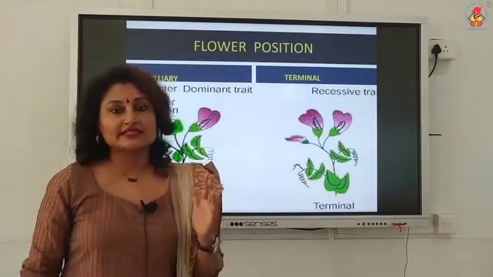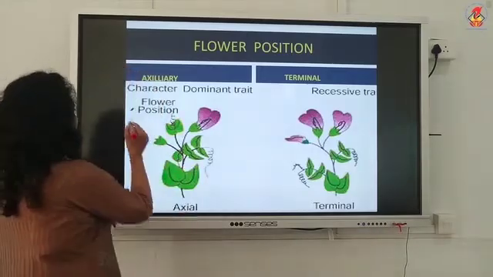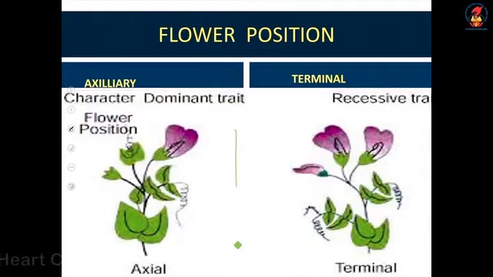If they occur singly on the plant, where are they located? So before knowing this, we have to know about the structure of the stem. This is a stem. We know the stem has nodes and internodes. Nodes are the region which gives rise to the leaf.